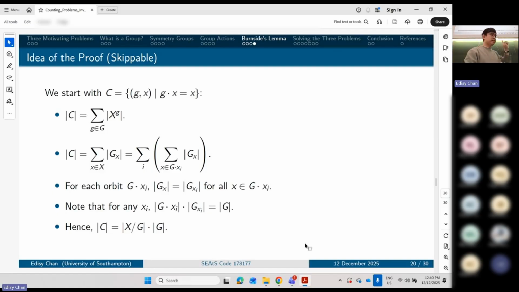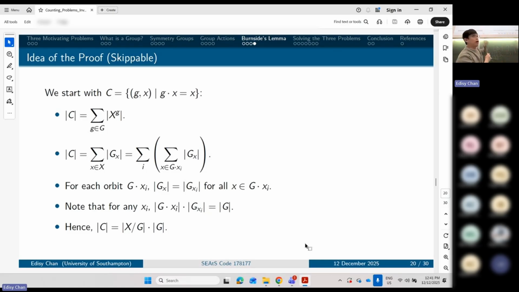And now we try to count this set in two ways. The first way is, how about we fix the G and count how many X are fixed by the G. And for each of them, we count them, all right? And then we take the summation of them, and it will give us the number of pairs like this. Okay, this is one way. The other way is, now we don't fix G, we fix the X and consider how many G's are there fixing the X. And now we go through all the X. We get the same thing, right?